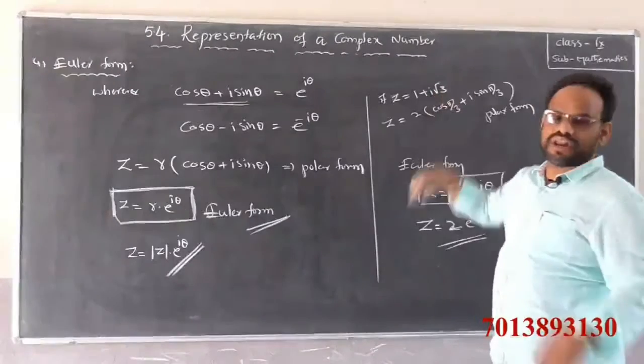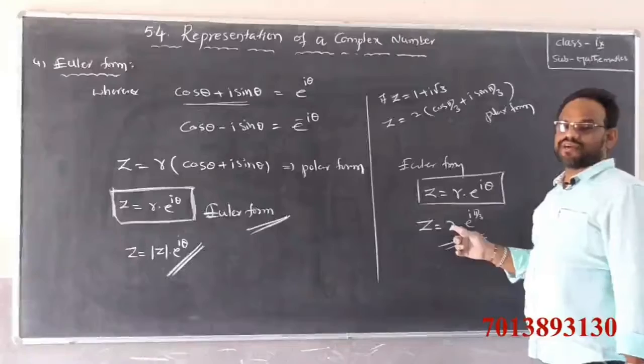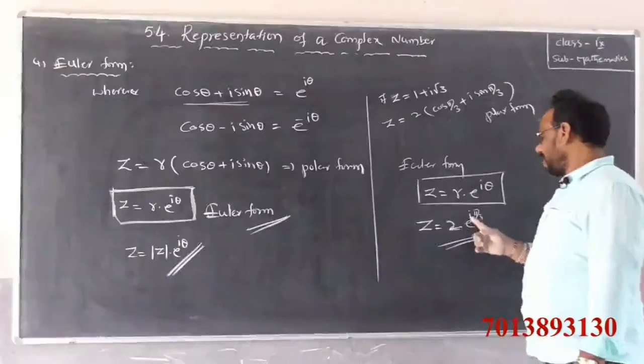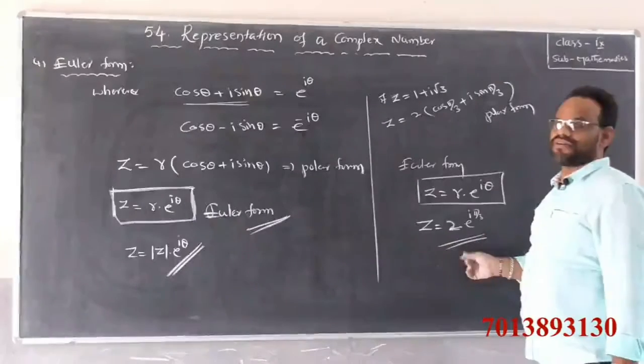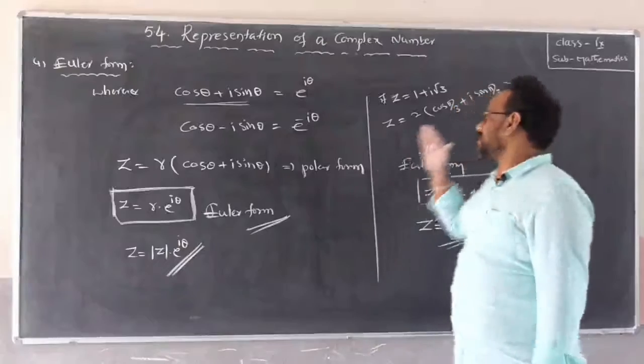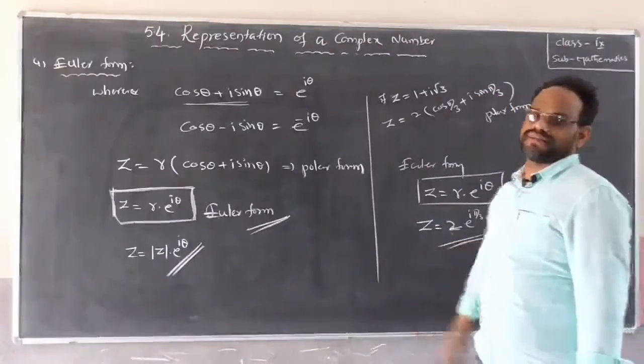If we express it in Euler form, z = r e^(iθ). Here θ is π/3, so z = 2e^(iπ/3). This is called the Euler form of a complex number. That was the polar form of a complex number, and this is the Euler form of a complex number.